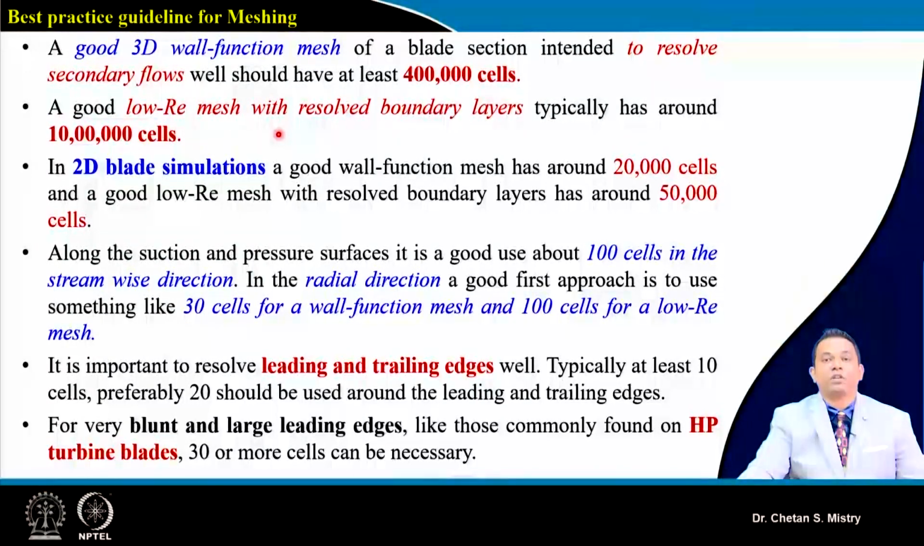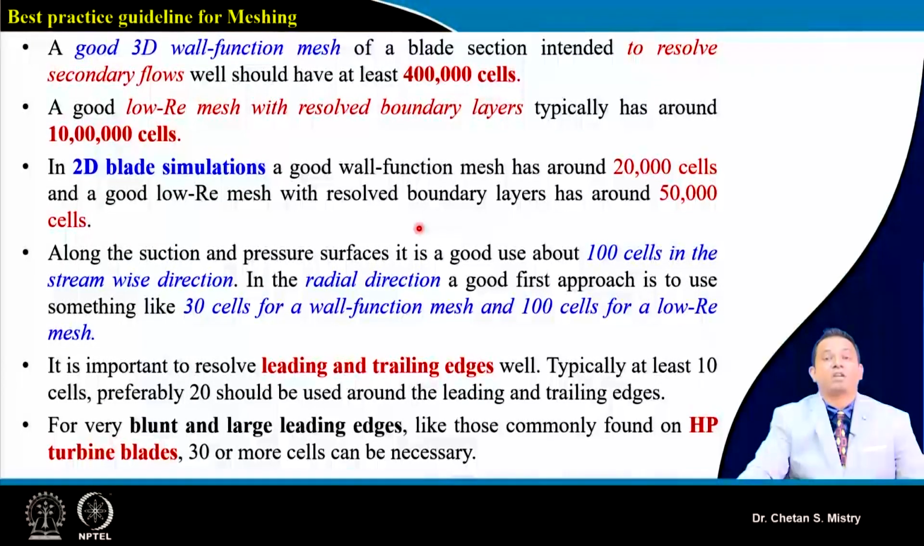So 2D simulation is also used by people for initial analysis. For that, 20,000 cells is good for a low Reynolds number mesh, but when we are moving to analyzing boundary layer growth, we need to increase the number of elements. Now all these things we are discussing come into selecting the number of elements. Suppose we want to analyze the flow in detail near the leading edge and the trailing edge, then we need to use more elements in that region.